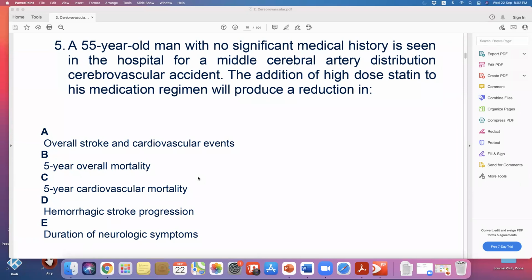5 years mortality is no different if you add statin. They found it's no different. Cardiovascular mortality was also no different. Hemorrhagic stroke progression, not a major increase. The duration of neurological symptoms is no different. Not much in this question, really. You just have to know the trial. But this is the advantage of why we add statin to the aspirin, because they found in this trial it decreased your stroke and cardiovascular events.